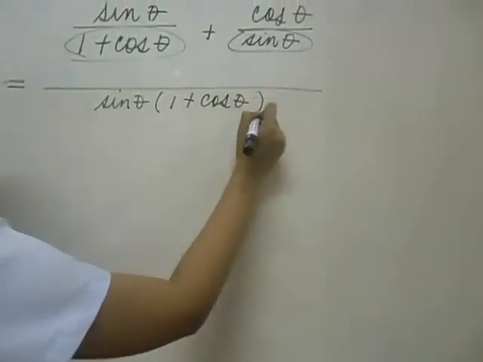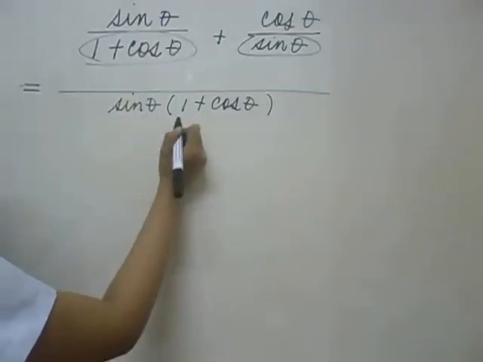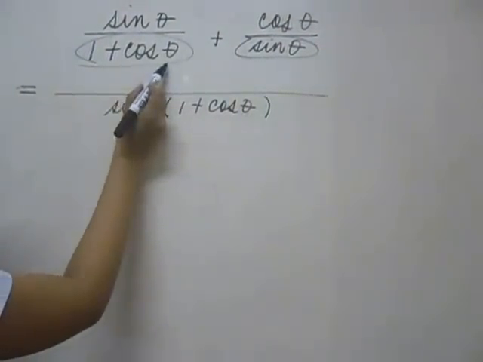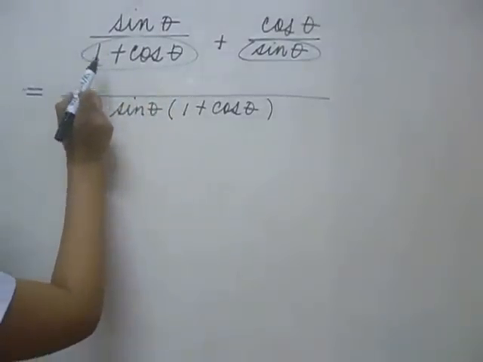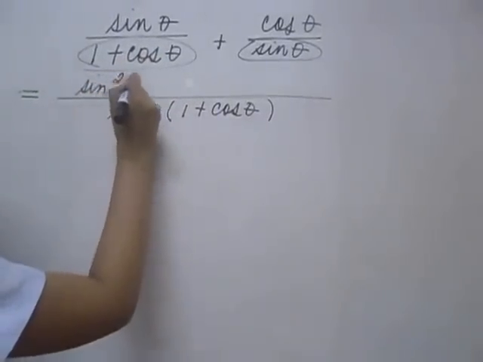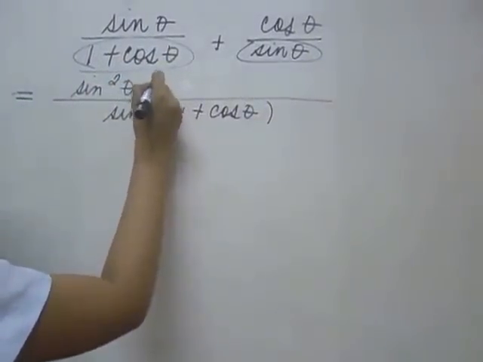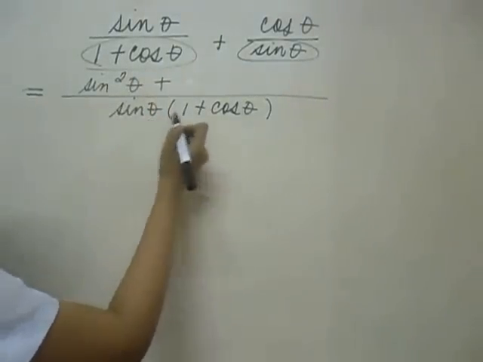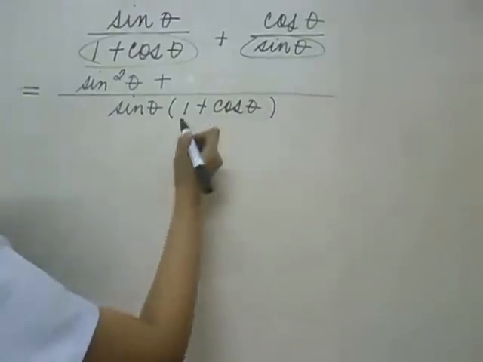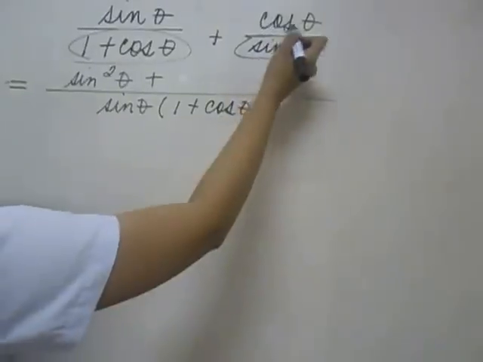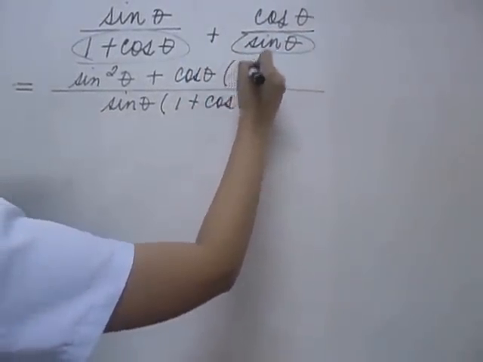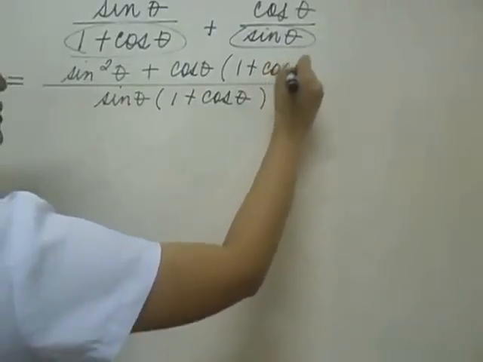Then sin theta times 1 plus cosine theta divided by 1 plus cosine theta is equal to sin theta, times sin theta is equal to sin squared theta. Plus, sin theta times 1 plus cosine theta divided by sin theta is 1 plus cosine theta, times cosine theta is equal to cosine theta times 1 plus cosine theta.